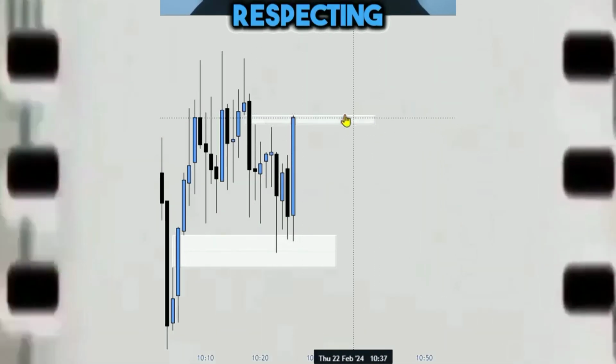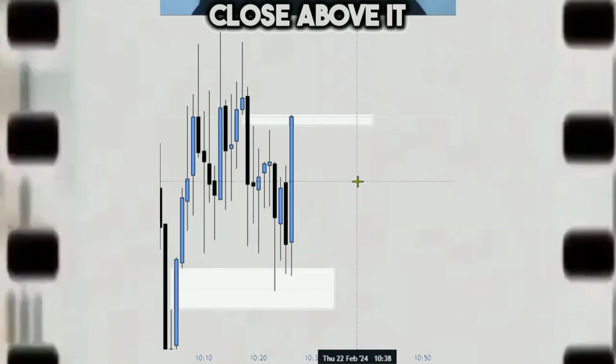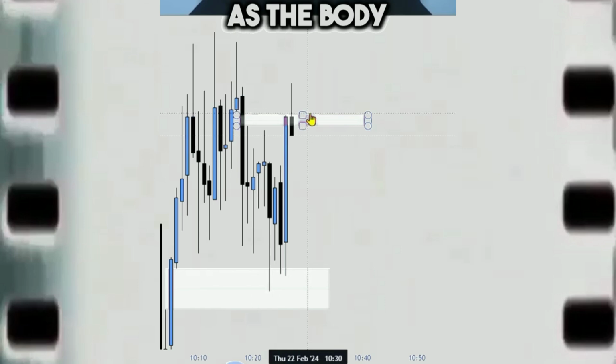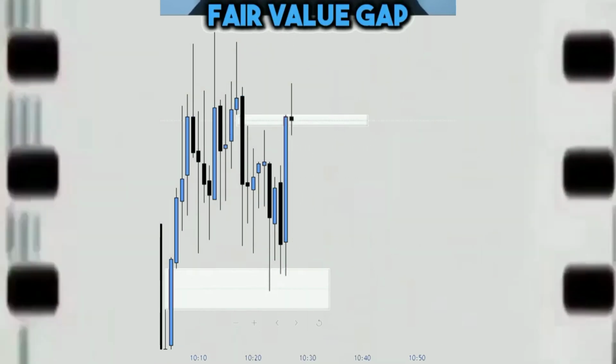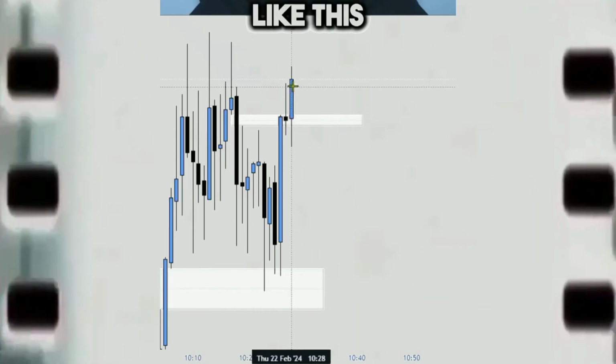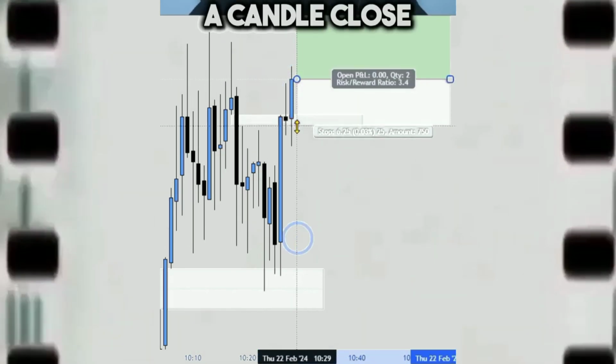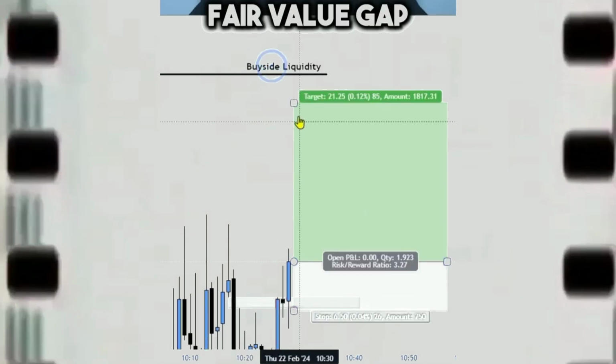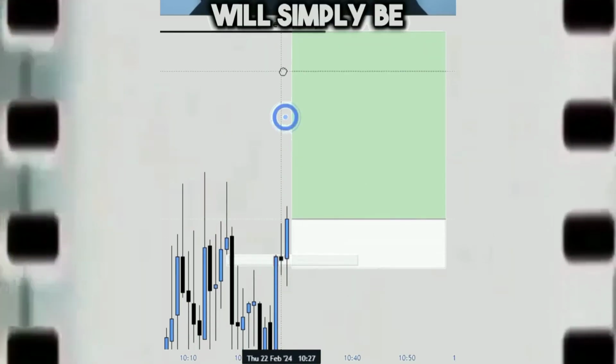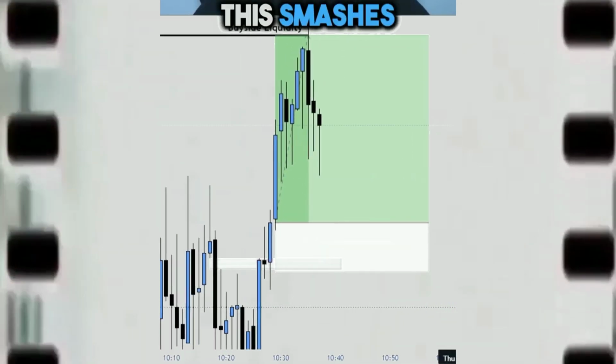And if we play out price action, as you can see, we are still respecting this bearish fair value gap because we have not had a candle close above it. As soon as the body of the candle closes above this fair value gap, then we can enter into a long position like this. Our stop loss can go if we get a candle close back below this bearish fair value gap, and then our take profit will simply be this buy side liquidity resting up there. And as you can see, this smashes our take profit.